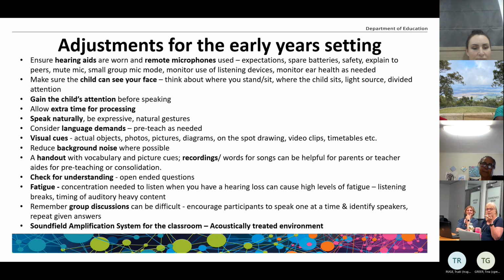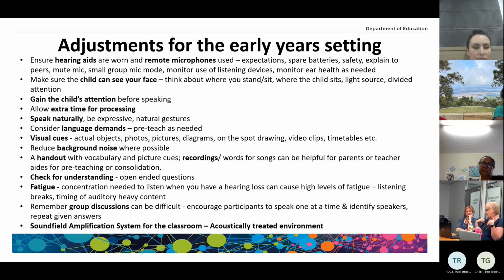Thinking about divided attention. I think I mentioned that before: if the kids are having to do two things at once, if they're having to listen, it's too hard for them to be able to write, because as well as listening, they need to be watching you as well. So thinking about that when you're presenting in front of a classroom.